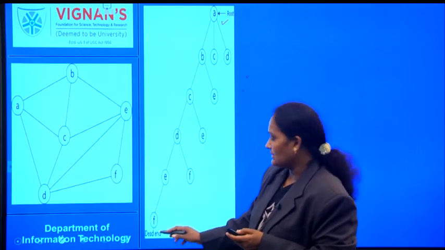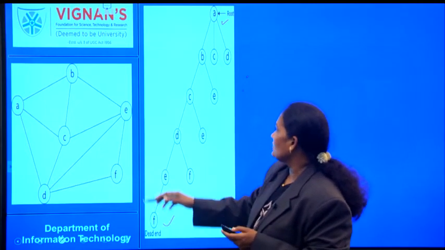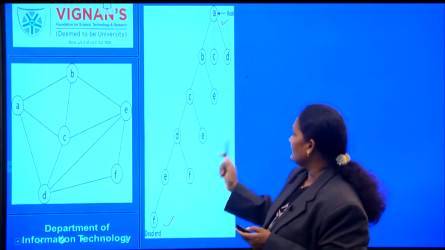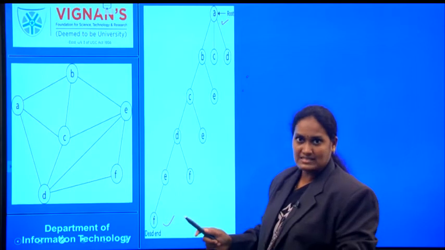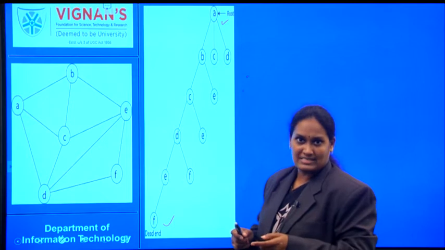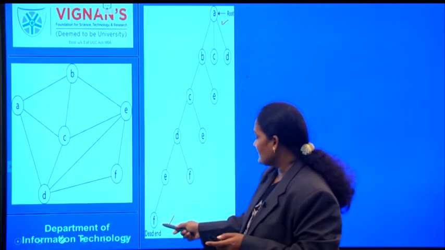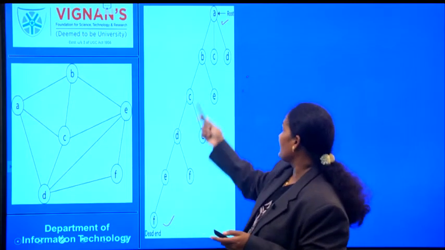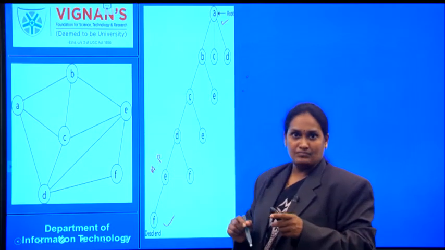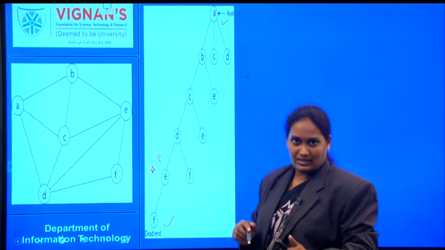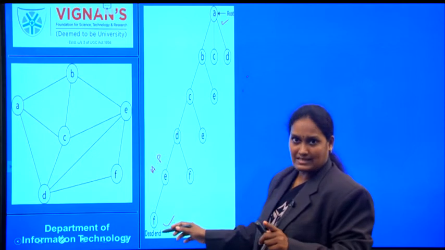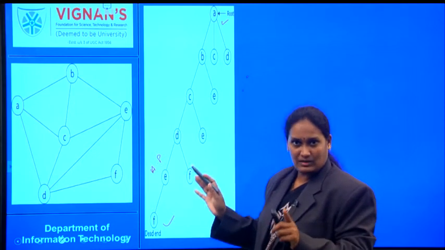I can move to F. But from F, there is no path to A, even though I already visited B, C, D, E, F exactly once. If there were a path from F to A, it would become a Hamiltonian cycle. But here there is no path from F to A, so this becomes only a Hamiltonian path, not a cycle. It starts with a vertex, ends with a vertex, and all the vertices are visited exactly once. So this becomes a Hamiltonian path.